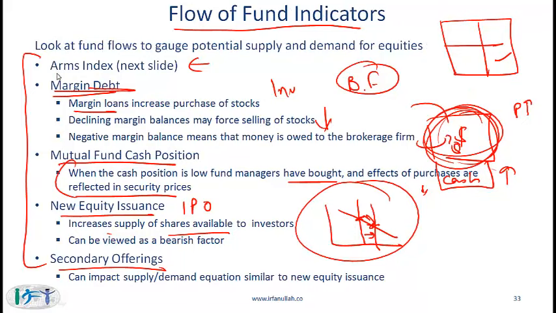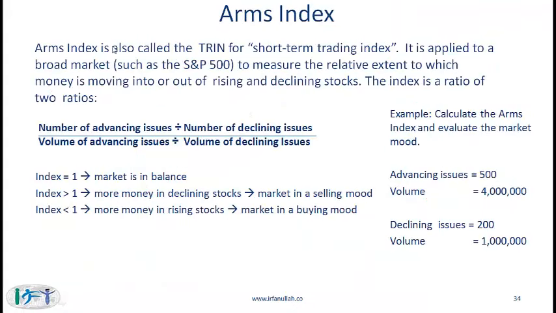Next, we will talk about the ARMS index. The ARMS index is also called the TRIN, for short-term trading index. It applies to a broad market such as the S&P 500 to measure the relative extent to which money is moving into or out of rising and declining stocks. The index is a ratio of two ratios. You need to learn this.